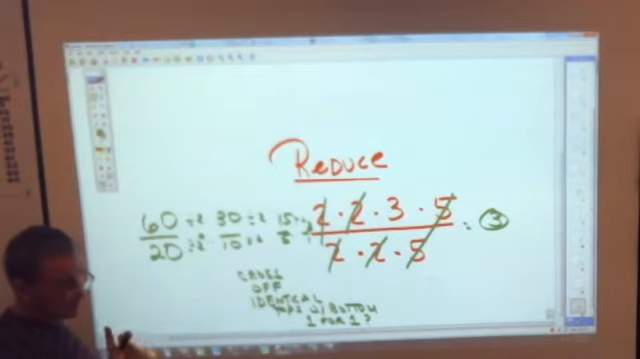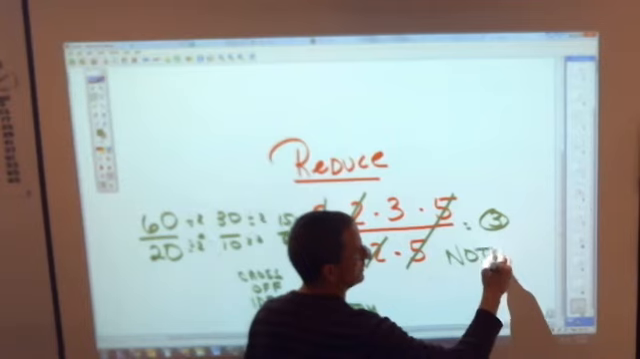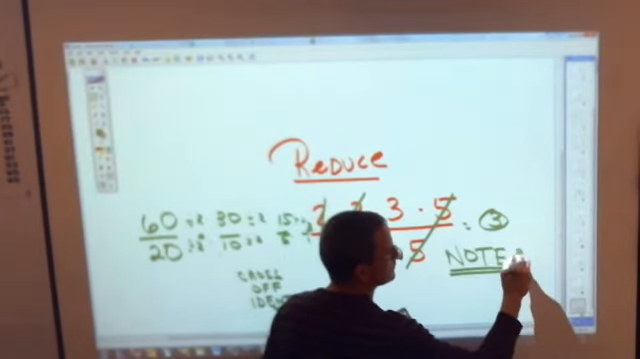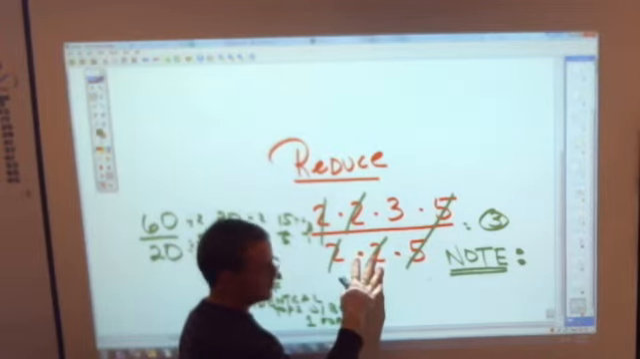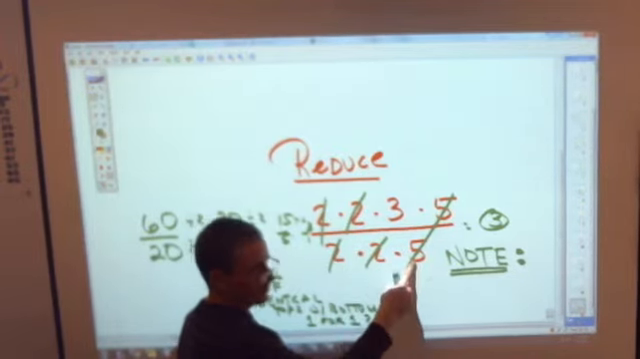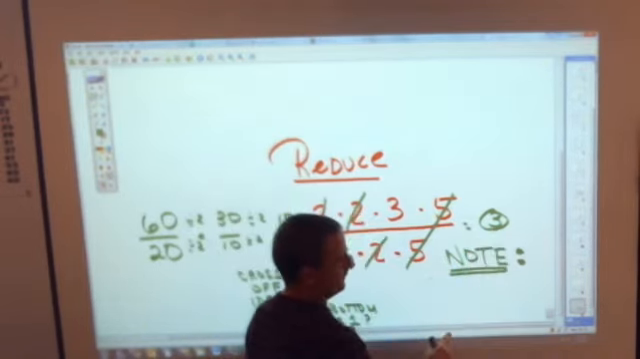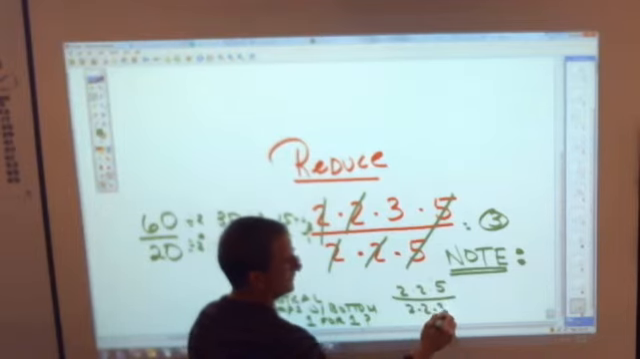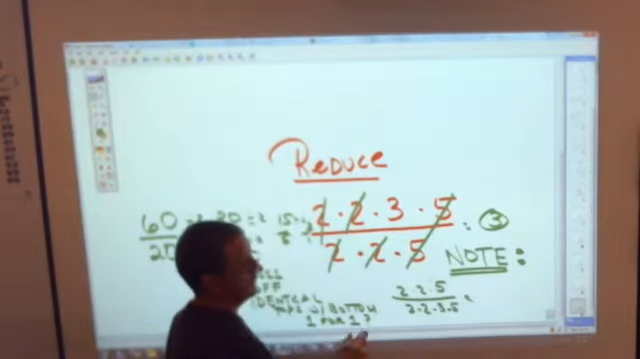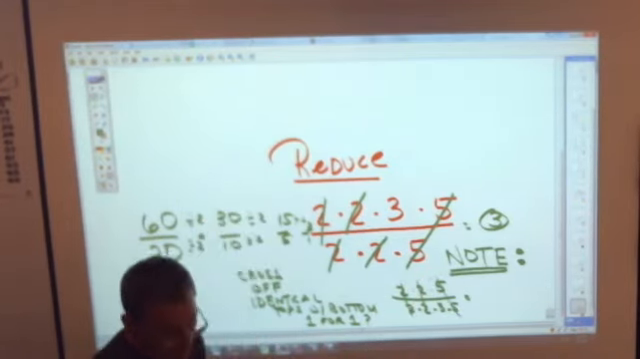Now, here's what you must note, children. Write this in big 6th grade letters. Note. Everything on the bottom crossed off, right? The 2 crossed off, the 2 crossed off, and the 5 crossed off, which left me with just the number 3 on top, right? If this were flipped over and it looked like this, 2 times 2 on top, and 2 times 2 times 3 times 5 on the bottom, the 2's would cross off, the 2's would cross off, the 5's would cross off, and I'm left with the 3 on the bottom.